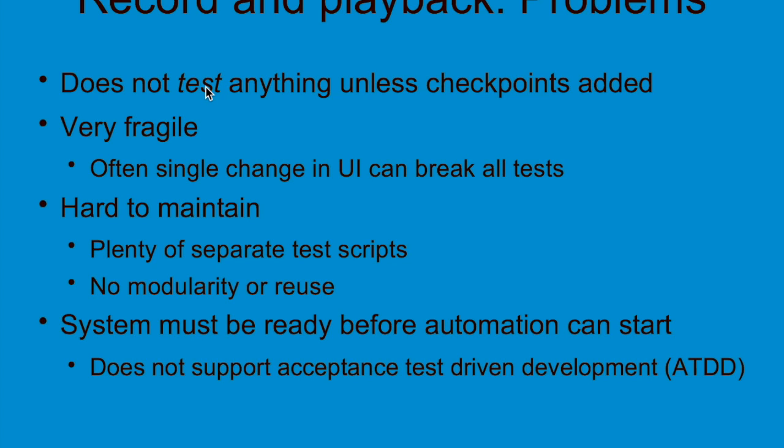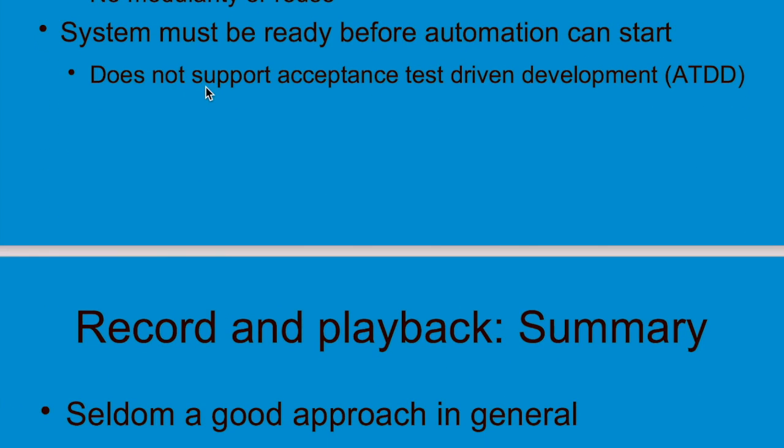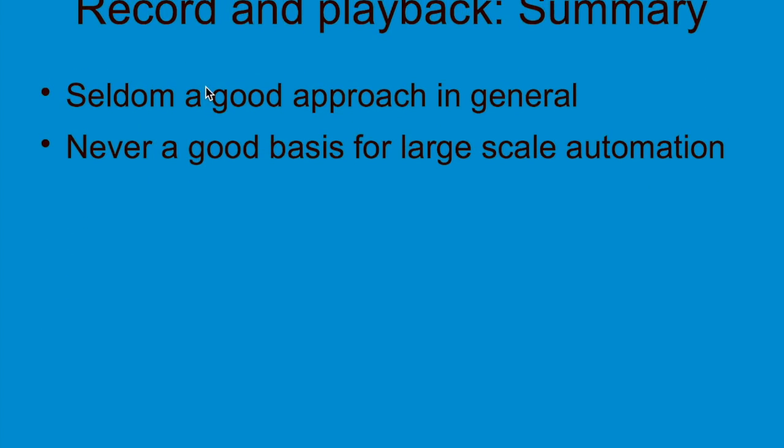The system must be ready before automation can start. That is the biggest drawback. You have to have a system always ready, so you cannot take just a portion of the system and keep on testing it. It does not support acceptance test driven development, ATDD, which is an agile test driven approach. In short, the record and playback approach is seldom a good approach in general, never too good for large scale automation.